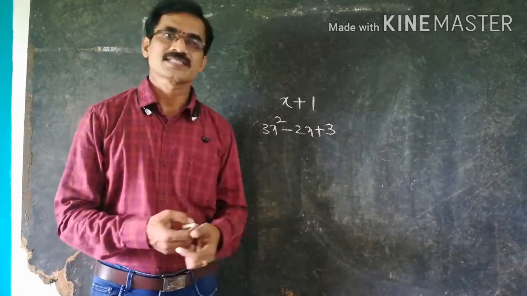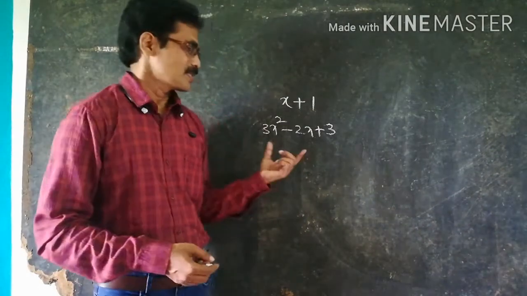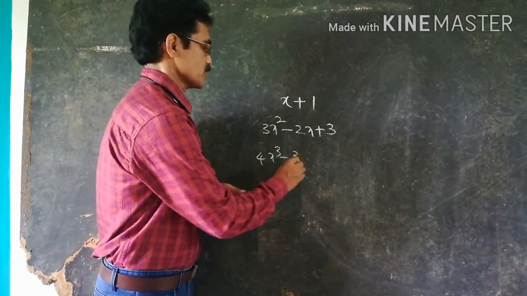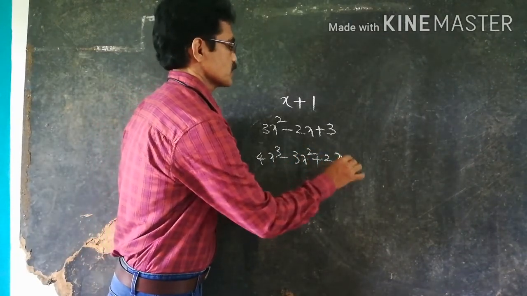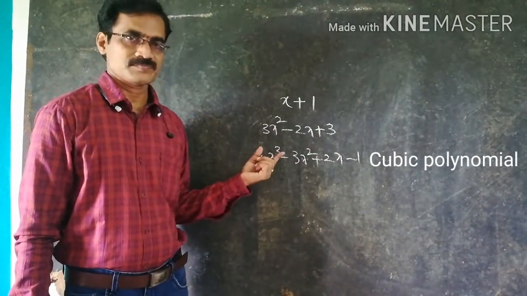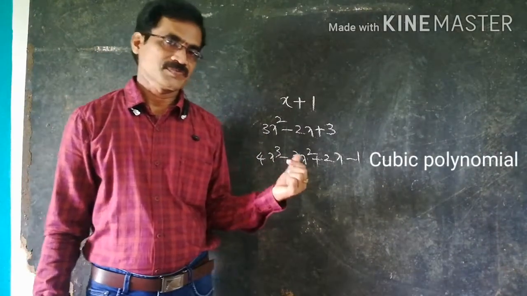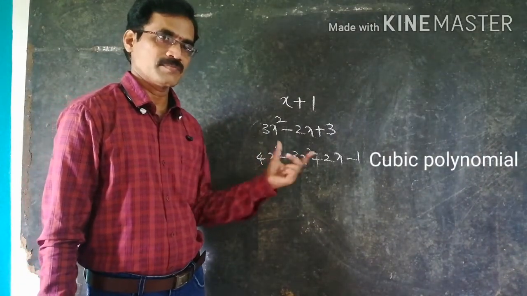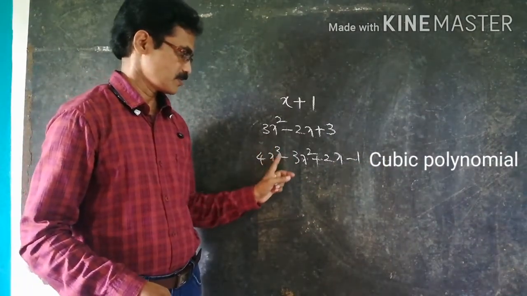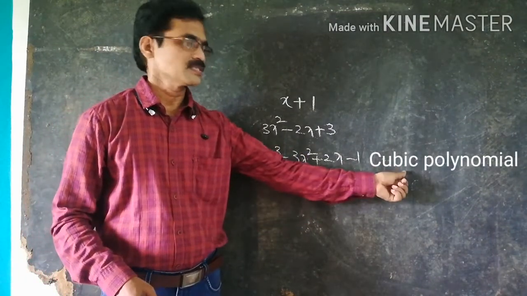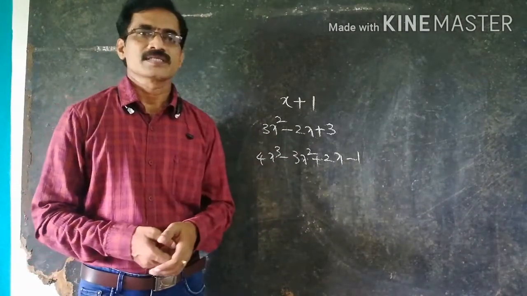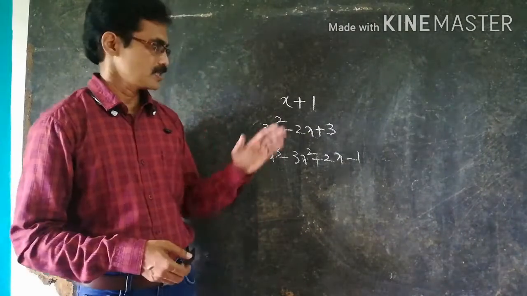And if the degree is 3, then it is known as a cubic polynomial. For example, 4x cubed minus 3x squared plus 2x minus 1. Here the degree of the polynomial is 3, the highest power. Already you learned in your previous video that the highest power of the variable of the polynomial is called the degree of the polynomial. So here the highest power is 3, so the degree is 3, so it is a cubic polynomial. In this way we can categorize polynomials according to their degrees.